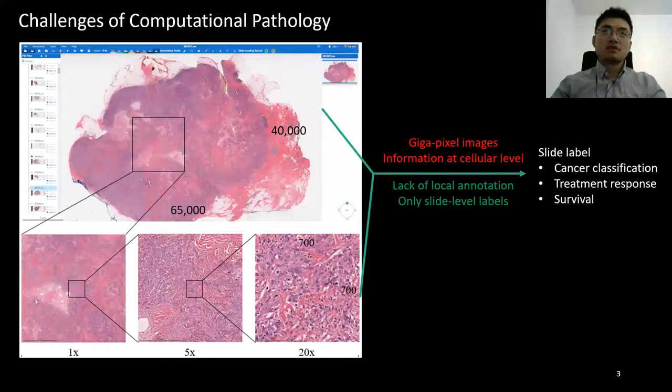So the challenge for computational pathology mainly comes from two aspects. One is, as I mentioned before, these are gigapixel images. However, the useful information is carried at cellular level. Therefore, you cannot use a very low resolution thumbnail image and train a classifier on it. On the other hand, these whole slide images are usually only associated with slide level information rather than local annotations.